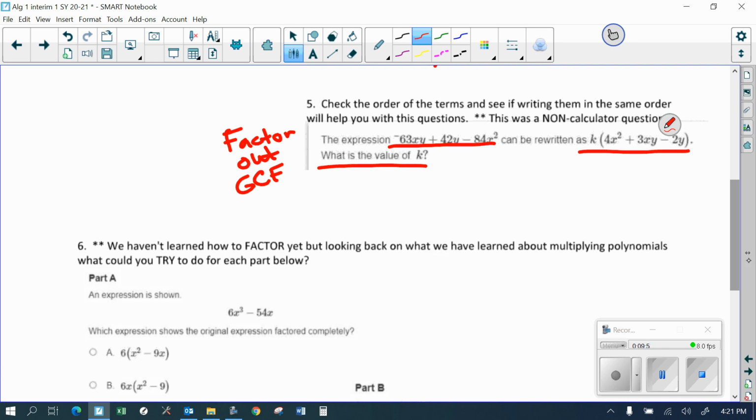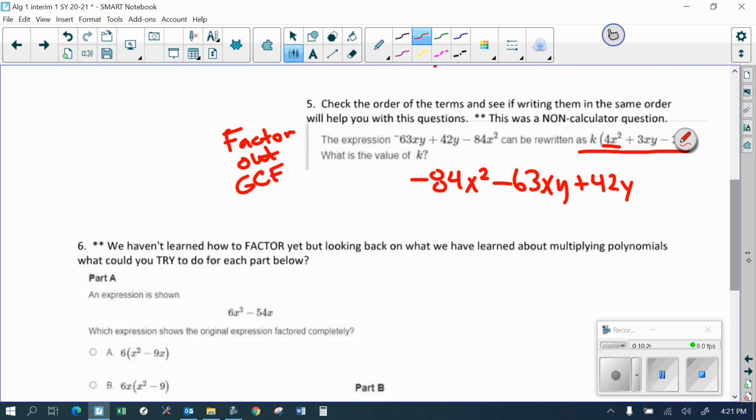Okay. Now notice they switch the order here, so I have to pay attention to the order. So they have negative 84, they put the x squared first, 3x minus 63xy, and then plus 42y. Okay, now what we're doing is factoring out the GCF. Well, this should be fairly simple because all I have to do is see I have to have a negative 2y there, for example. This has to be negative 2.